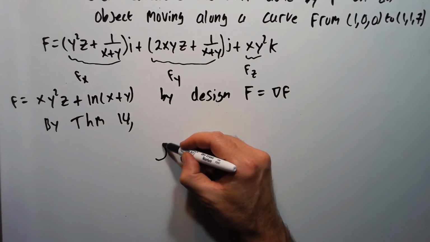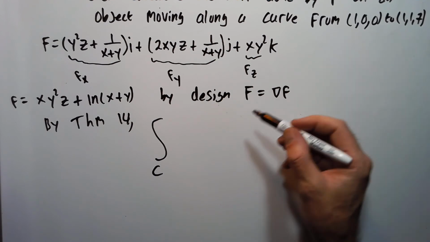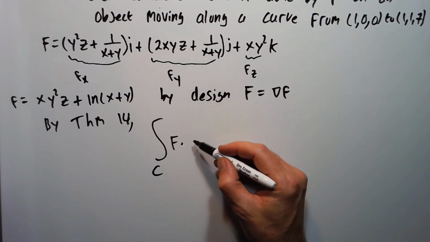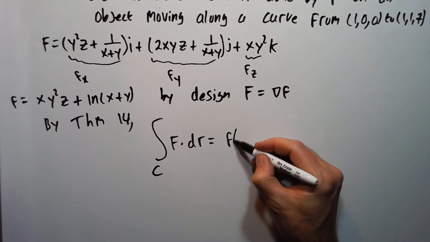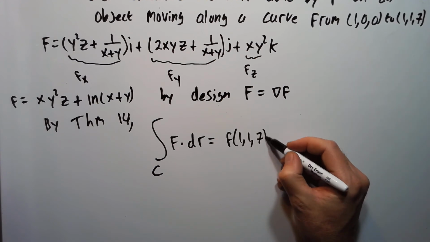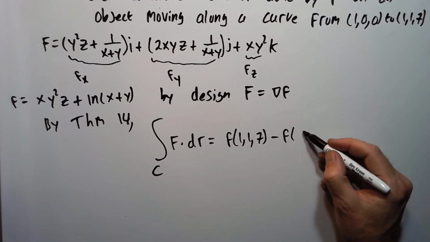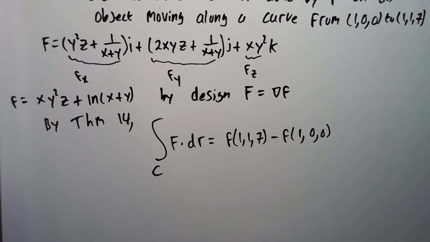we'll have the integral over C, our curve, from this point to this point, of F dot dr, will be my small f evaluated at the end point, so 1, 1, 7, minus small f evaluated at the start point. So we've proven in Theorem 14 that this is true. And my small f is over here. So we'll just plug in those values and get our answer. So let's do that.